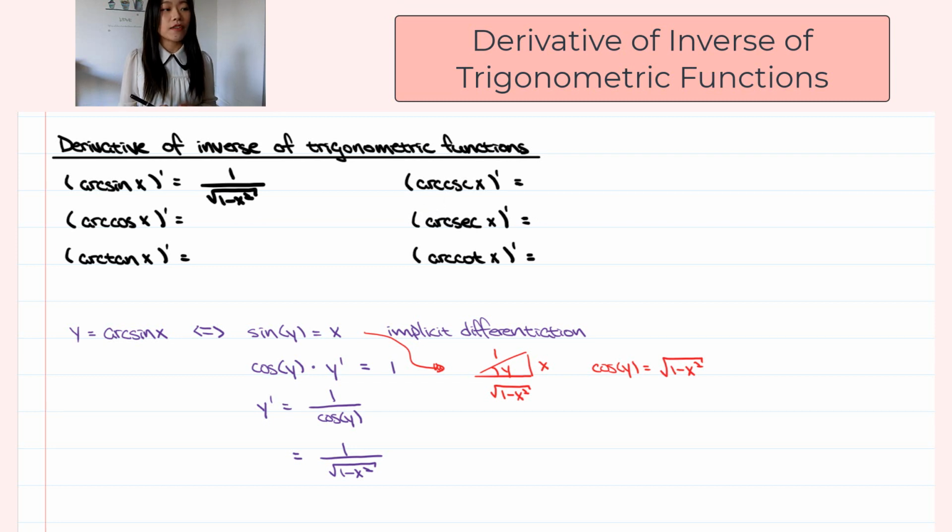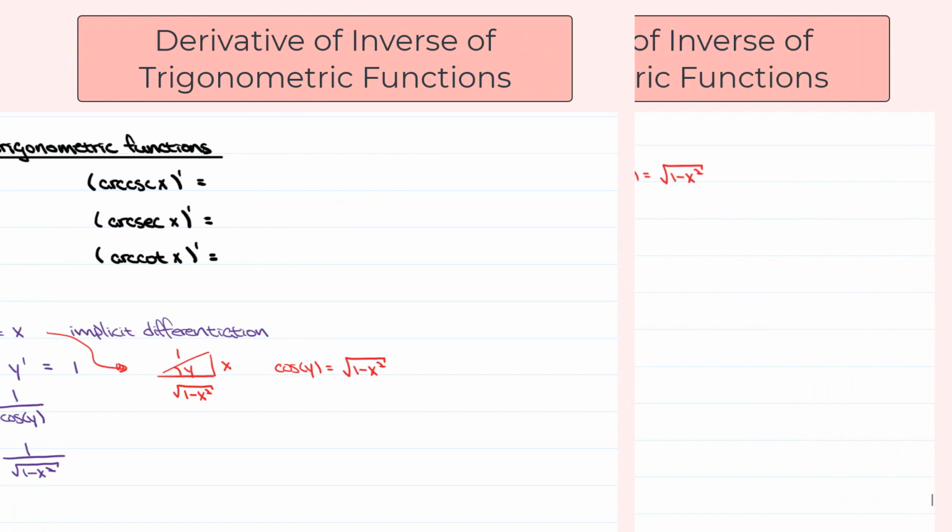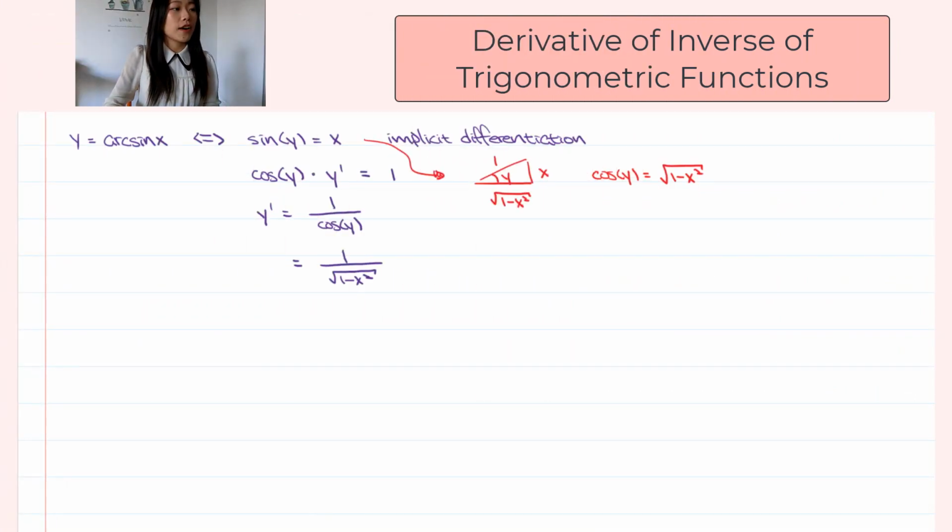Now let's look at the second function, arccos. The approach is the same as arcsine. So first of all, let's define the function as y. So y equals arccos of x. And we want to find y prime, which equals derivative of arccos of x. Since we have an inverse function on the right-hand side, if we do another inverse function, we get cosine of y equals x.